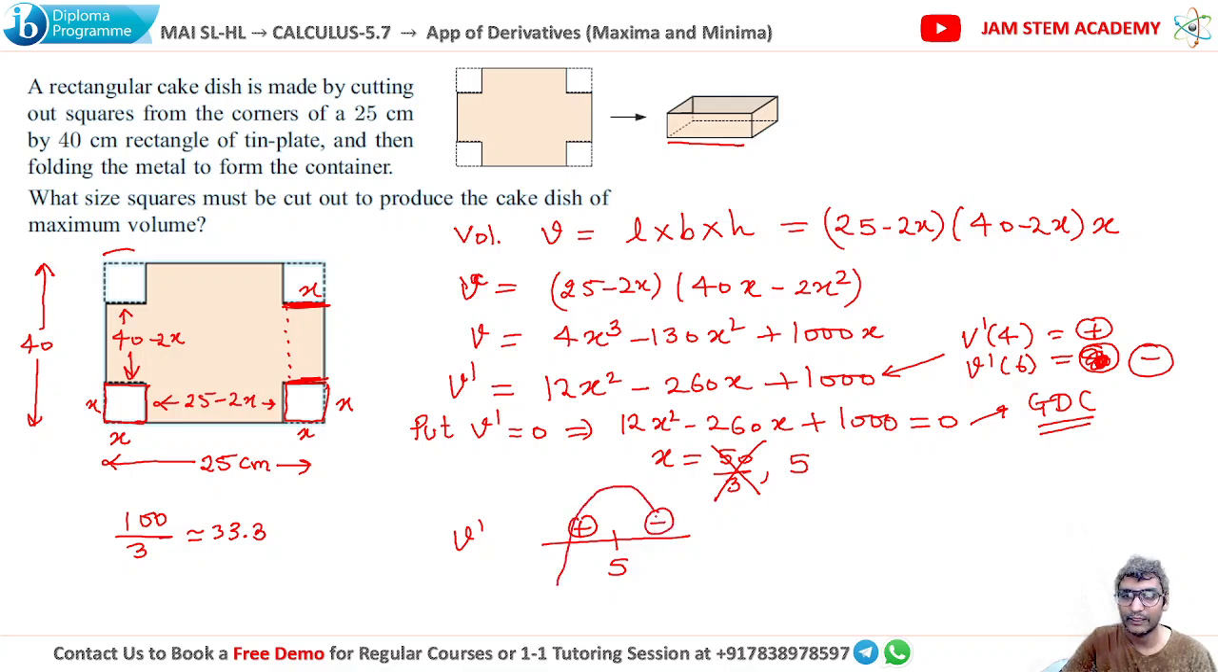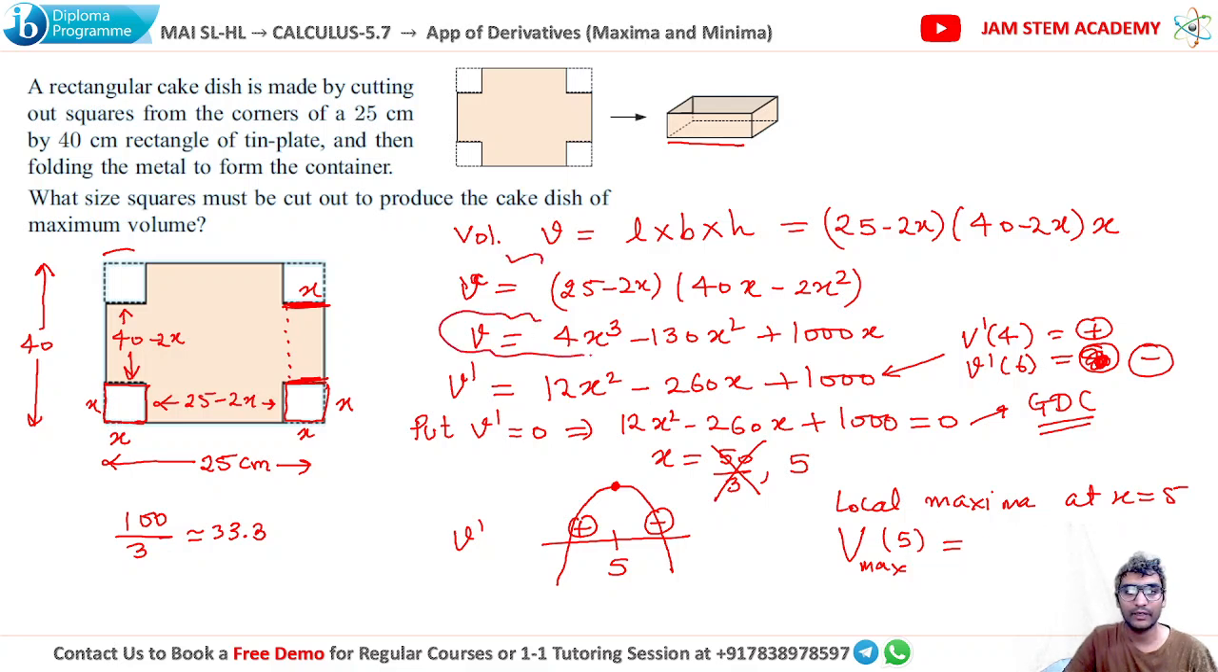So the graph will be something like this, which shows there is a local maxima at x equals to 5. And if they say find the maximum volume also, but in this question they are not asking for the maximum volume, but by the way, if they ask for maximum volume also, Vmax, that will be the V value when x equals to 5. So directly substitute x equals to 5 in the volume expression here.